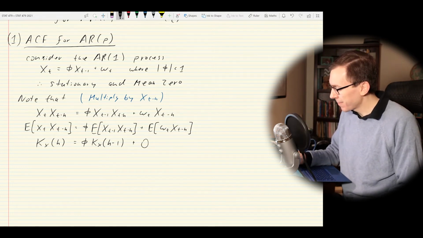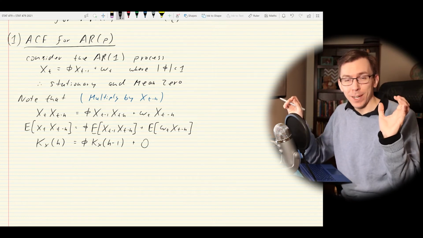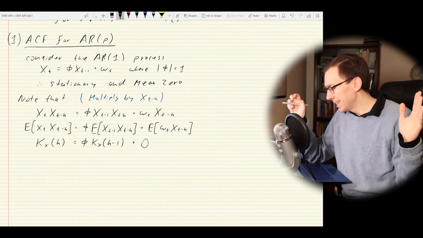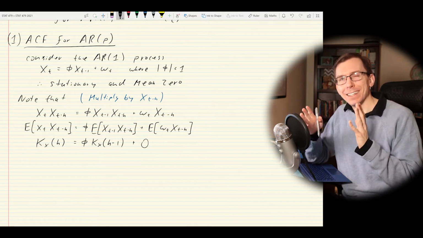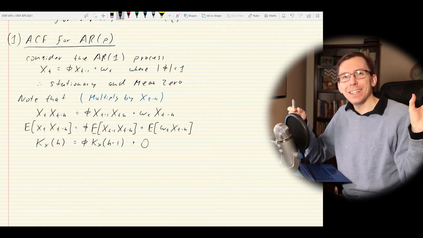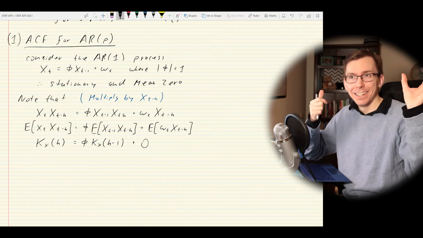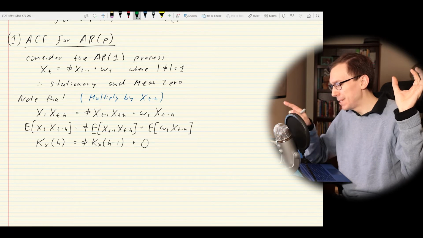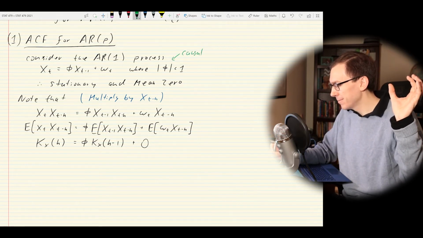It's 0 because we have white noise wt. White noise wt is uncorrelated with all the other white noise pieces, and xt minus h kind of lives in the past. It happens before wt. So wt is noise at time t. Xt minus h is again a stationary AR(1) process, but specifically it's because of this, it's also causal.